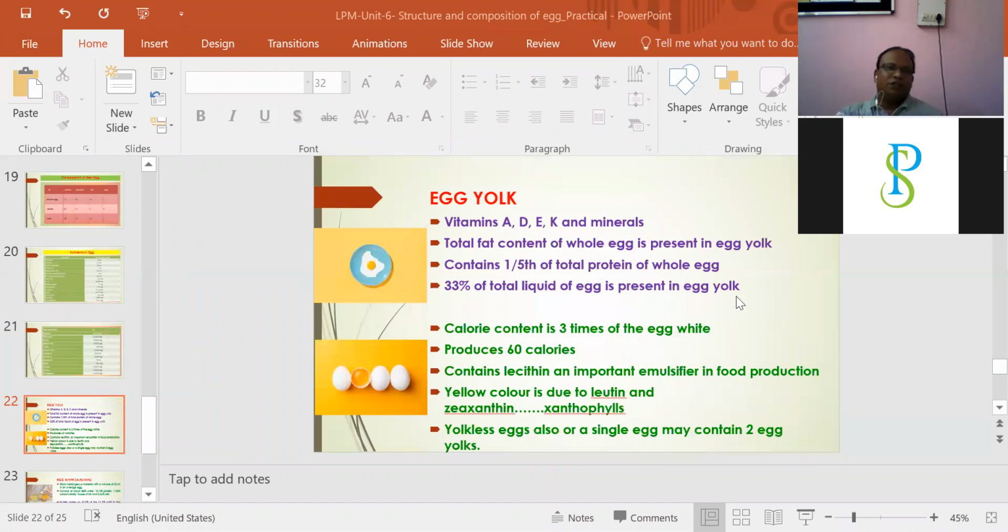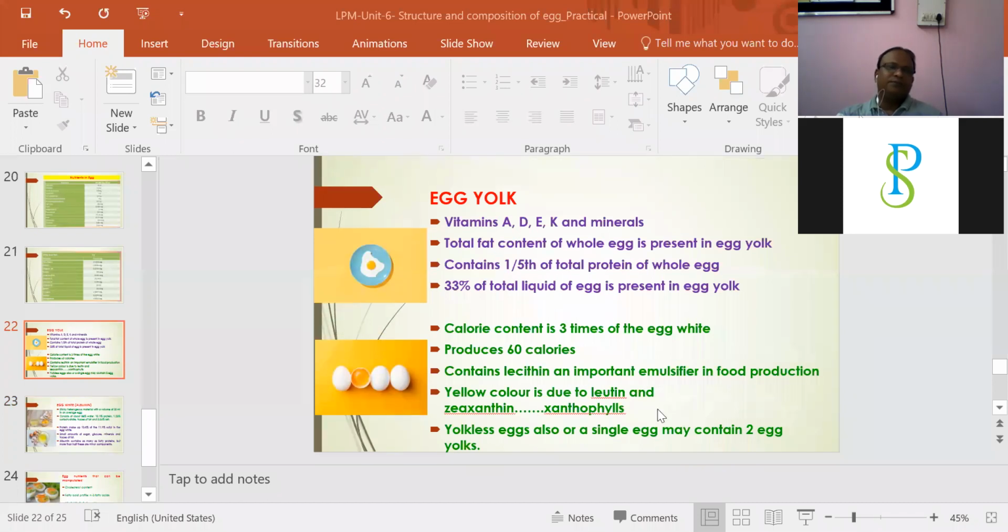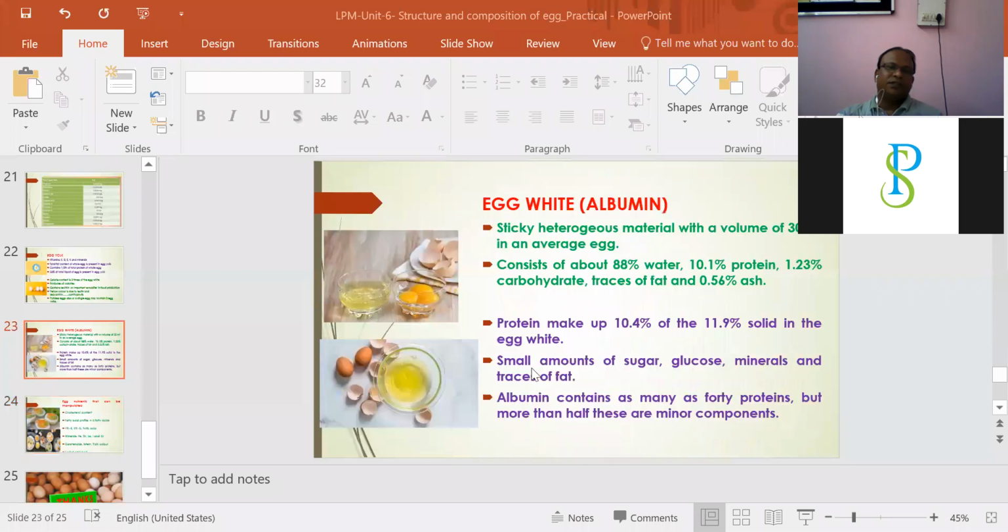That is the egg yolk. This color is due to lutein and zeaxanthin present in yellow maize. That is xanthophylls. You see the egg white, and the composition of egg white.